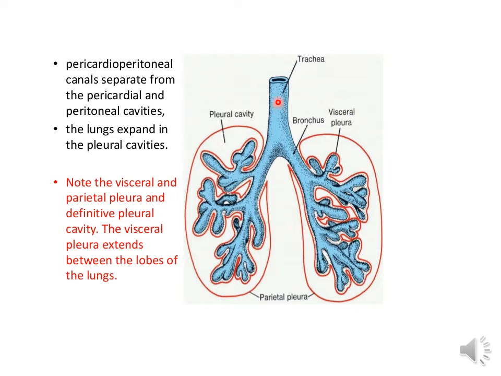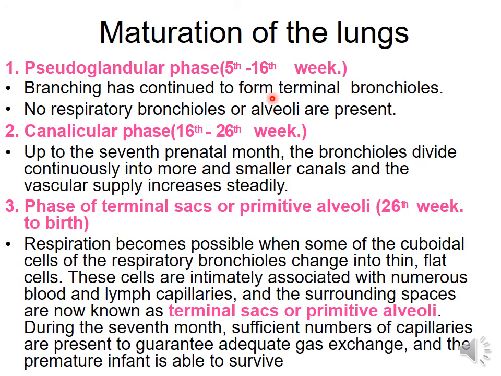Here again, the trachea and the 2 bronchi divided into 3 branches on the right side and 2 branches on the left side. Now, maturation of the lung is divided into many phases. The first one is named the pseudoglandular period or phase, where the branching has continued to form terminal bronchioles. No respiratory bronchioles or alveoli are present at this stage.